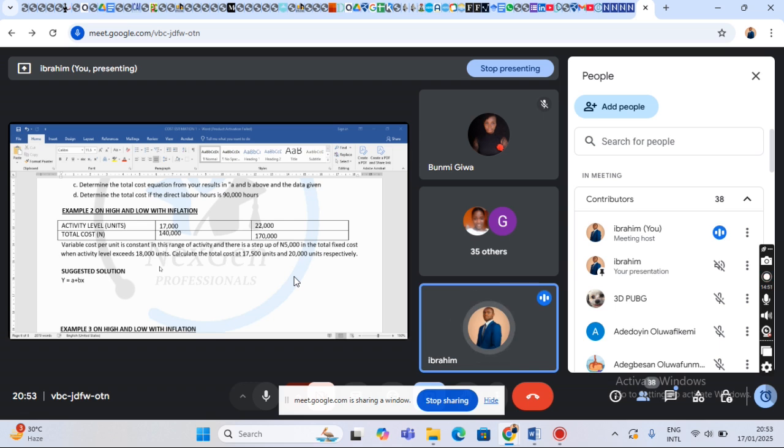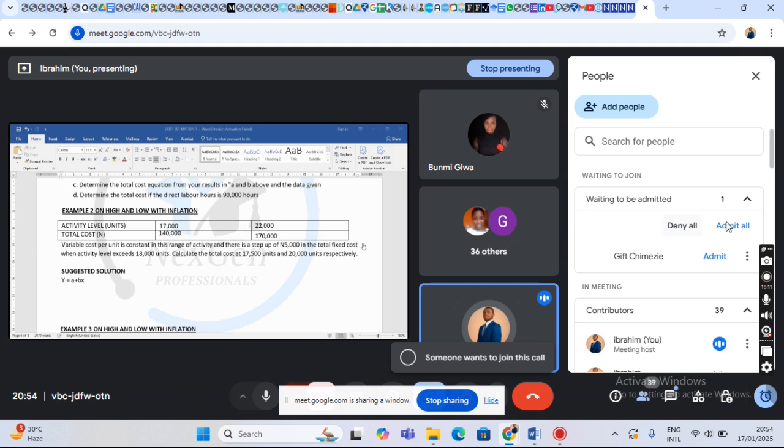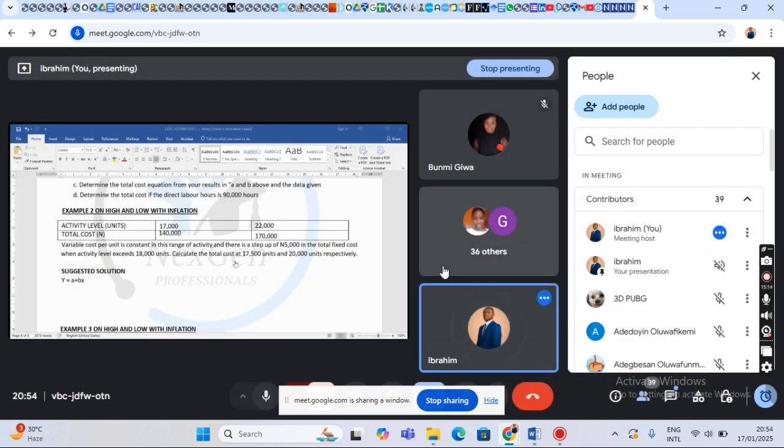So for you to add this 5,000 naira, since they say the total fixed cost will increase when production exceeds 18, you need to add it starting from the variable cost part. I repeat, you need to add this 5,000 naira from the beginning of calculating your variable cost per unit, so that at the end it will reflect in your fixed cost, because that step of cost will affect your variable cost as well.